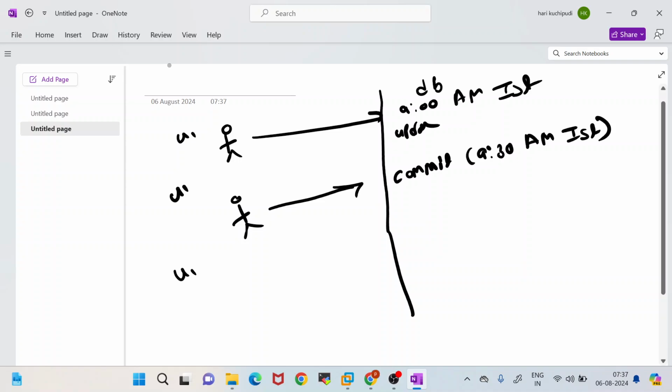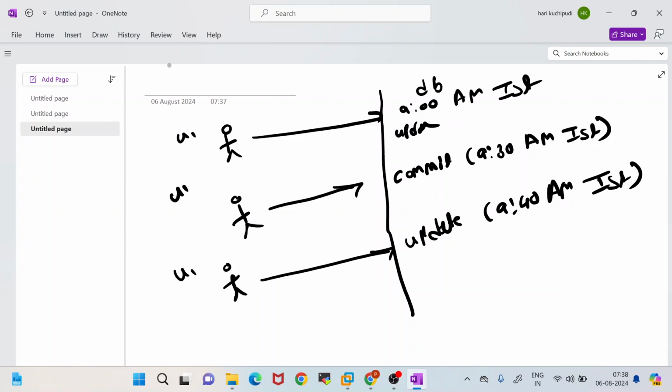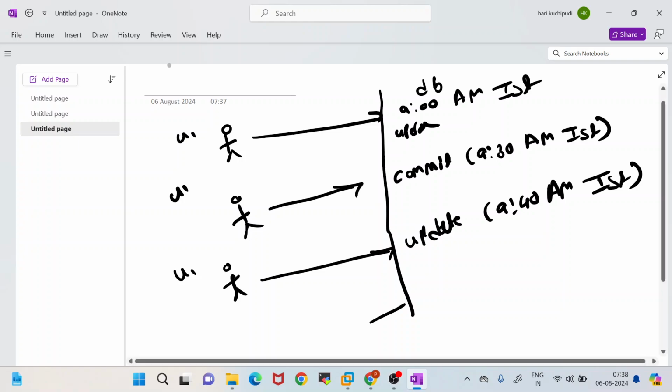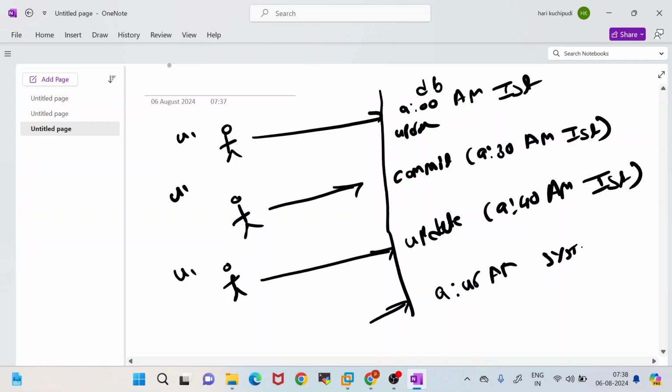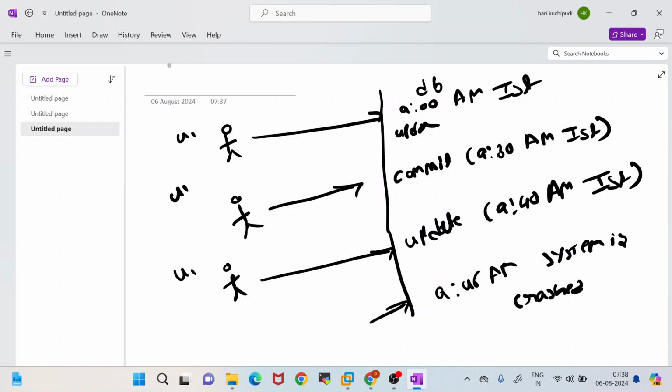Again the same user u1 started one more update operation at 9:40 a.m. IST, and in between, at 9:45 a.m., the system crashed. To recap: he started one update operation at 9 a.m., it completed at 9:30 and he gave a commit, and at 9:40 he started another update operation, but at 9:45 the system crashed.